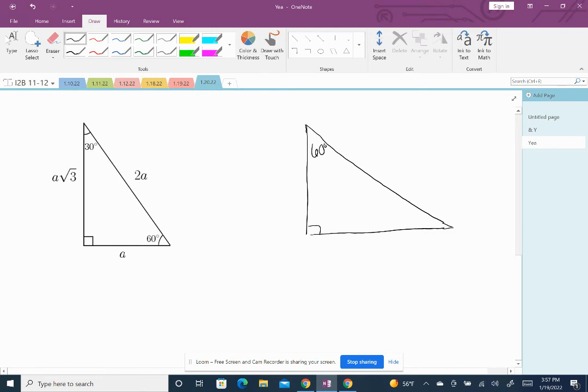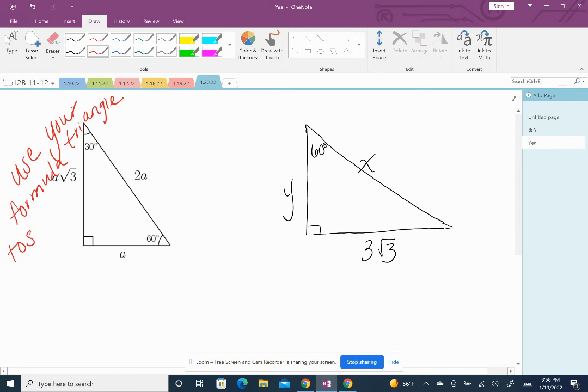I know this is 60 degrees. This is x. This is 3 square root of 3. And this is y. So same thing. Use your formula, triangle, to solve for A. Once you know the value of A, you can find any of the values.